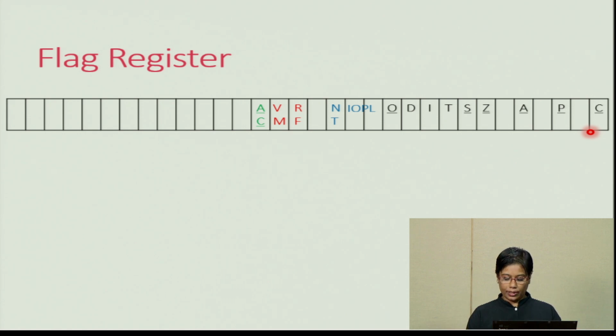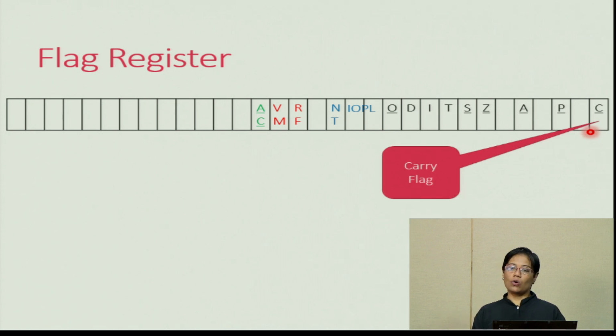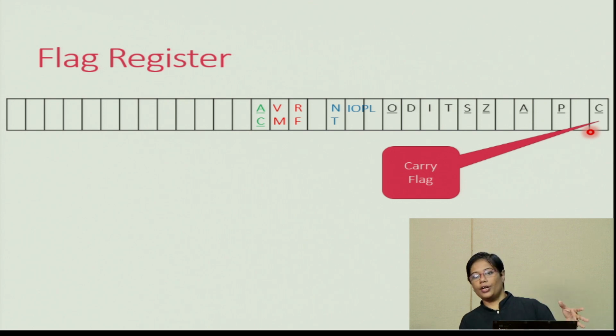So let's start with the first bit, which is also called the carry flag. Whenever you're doing any arithmetic operation, when you're doing an addition for instance, you might get a carry. When you're doing subtraction, there is a possibility of a borrow. So whenever your addition results in a carry, or your subtraction operation results in a borrow, the carry flag is going to be set, indicating that your addition or subtraction has resulted either in a carry or in a borrow.